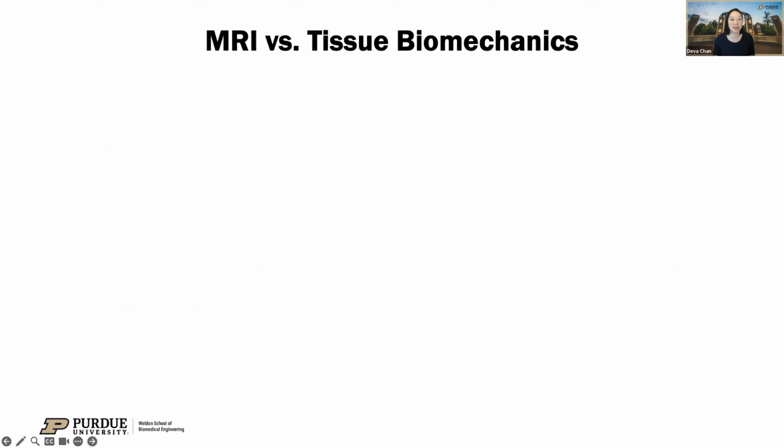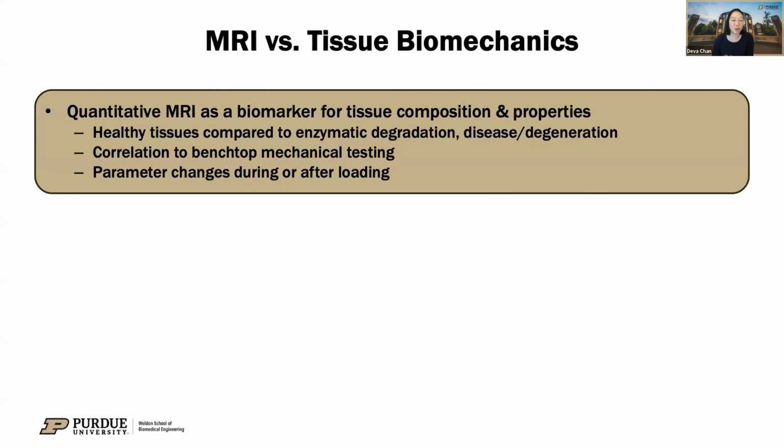So I'll start with this idea of MRI and how it intersects with tissue biomechanics. Essentially we have quantitative MRI, which has been used in the past as a biomarker for tissue composition and the various properties of the protons. Because these protons are a source of MRI signal, they often allow us to either directly measure or infer some kind of composition of these tissues.